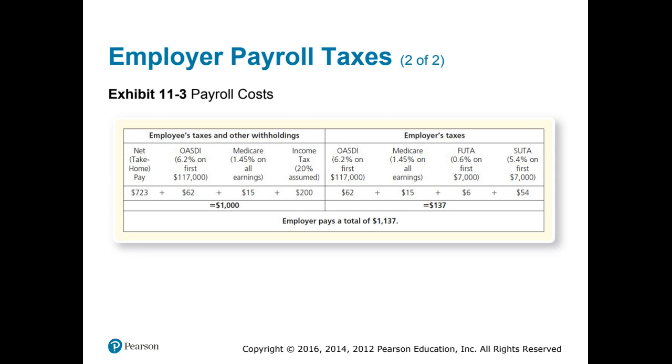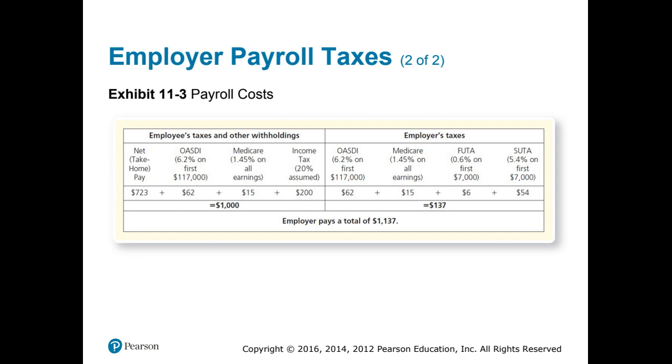So here we have, this is on page 566. Here we have employer payroll taxes. We've got our net take-home pay, which is $723, the lower number. So our net take-home pay was $723.